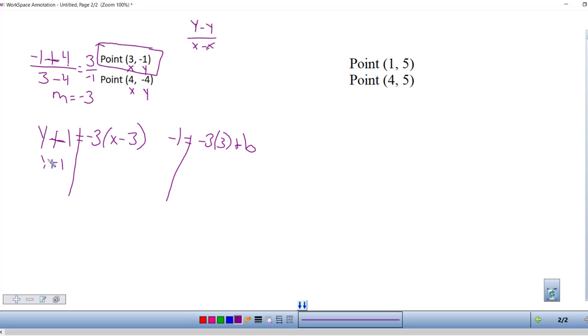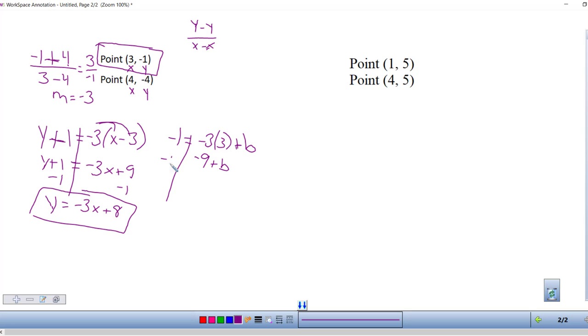Y plus 1 equals -3x plus 9. When we distribute negative times a negative, we get a positive 9. Subtract 1, y equals -3x plus 8. Over here, we multiply to get -9. And then we add 9 on both sides to get 8 equals b. Plug 8 into our b value and -3 into our m. We get -3x plus 8.